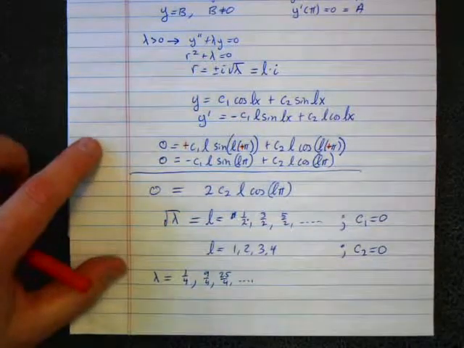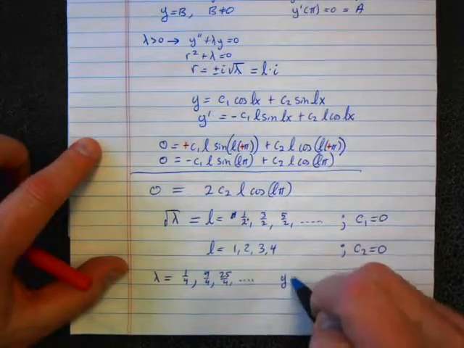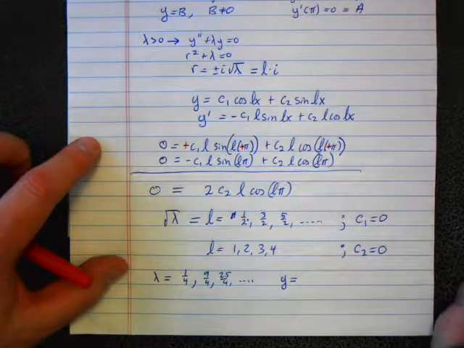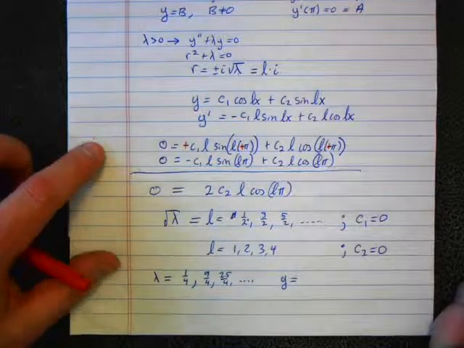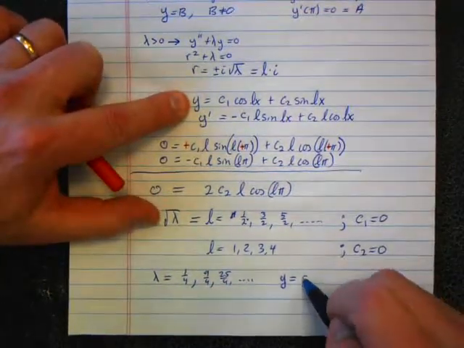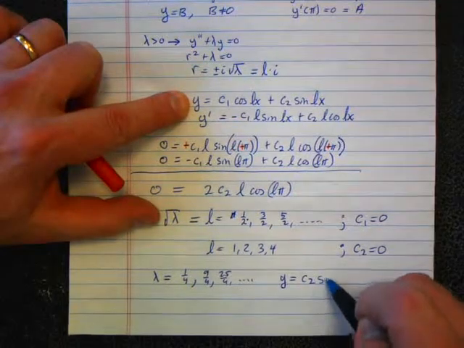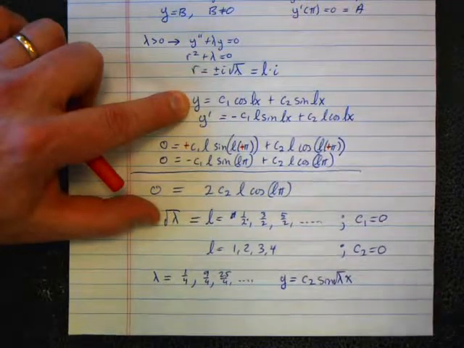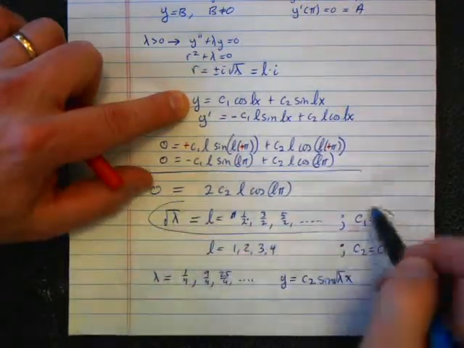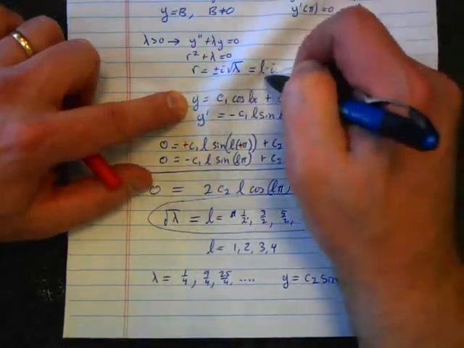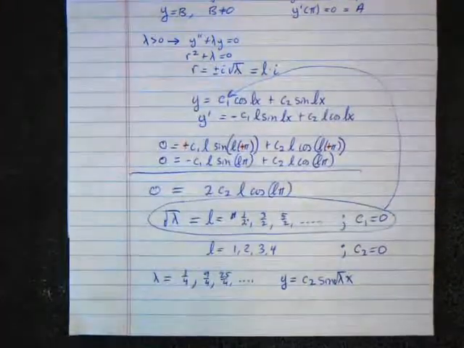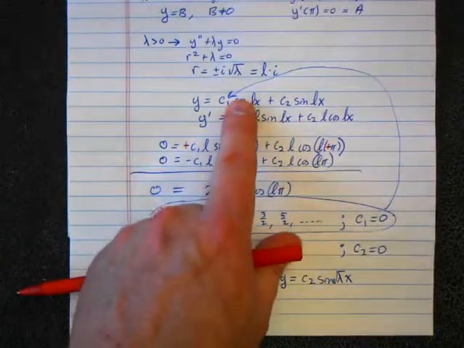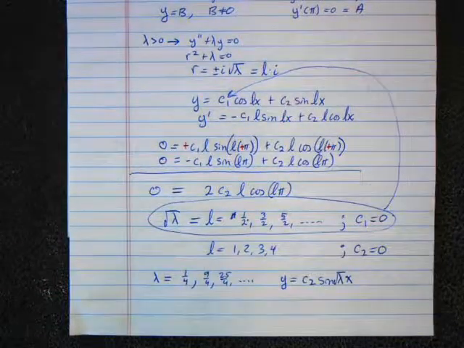And my associated eigenfunction, in this case, would be y equals, what would my associated eigenfunction be? C2 sine square root of lambda x. Because remember, when we're using these numbers, C1 has to be 0. So I got to plug C1 equals 0 into my original equation, not into my derivative. That's an easy mistake to make. When I plug C1 equals 0 there, the cosine one disappears, the sine one survives.